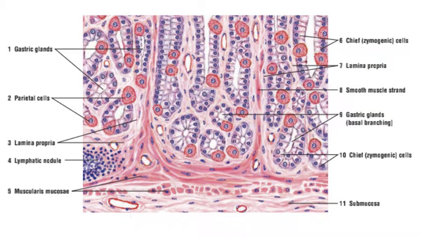Right, so this photo I just wanted to show you so that you have an idea of how the chief or the zymogenic cells look. Yeah, this is it. These are your gastric glands. Lower down, at the bottom, as you can see, we have the muscularis mucosa. So this is the bottom part of the mucosa containing the chief or the zymogenic cells.